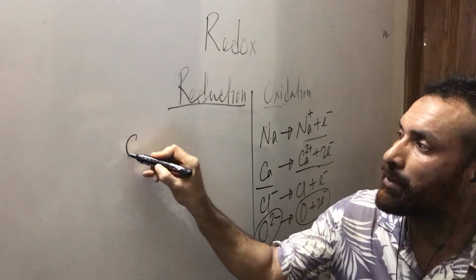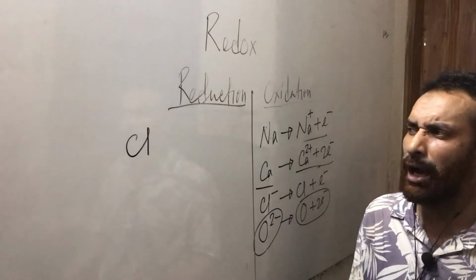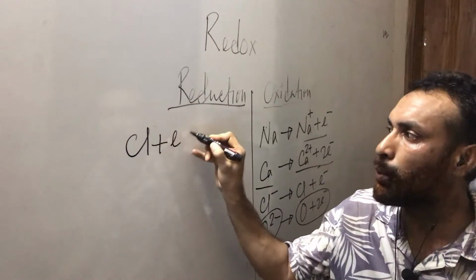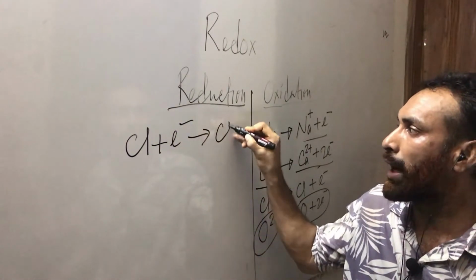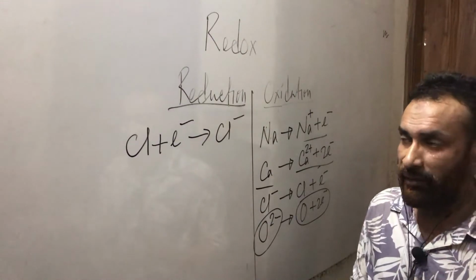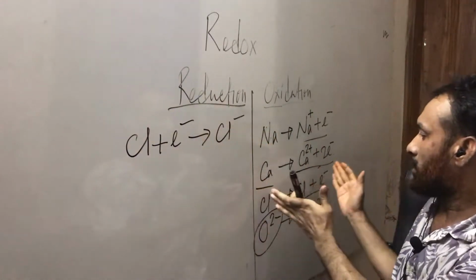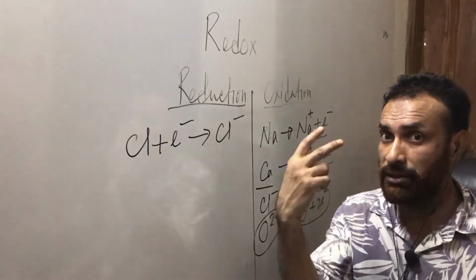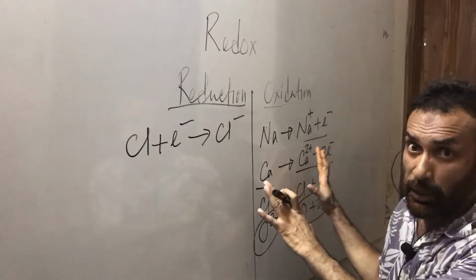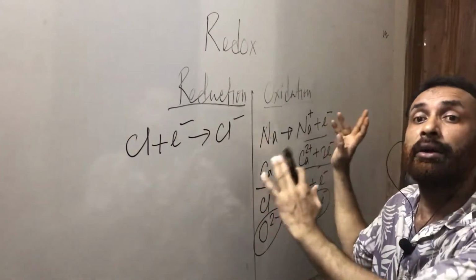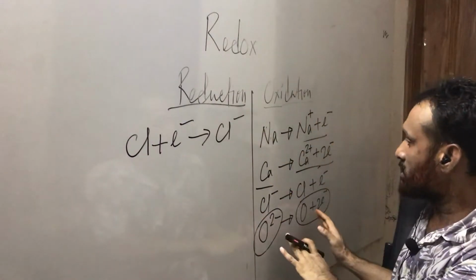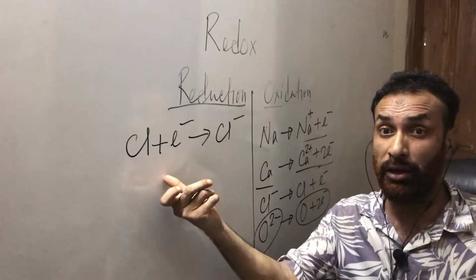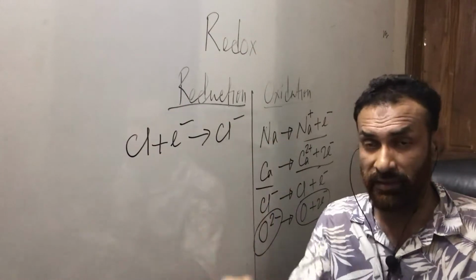So I show here chlorine. Chlorine has 7 electrons in the outer shell, and this may gain 1 electron. And how do I write this? If you compare this equation with these equations, you may get 2 differences. The first difference: in oxidation equations, electrons are given on the right side. All the equations contain electrons on the right side. But here in reduction, electrons are given on the left side. This is how they are different.